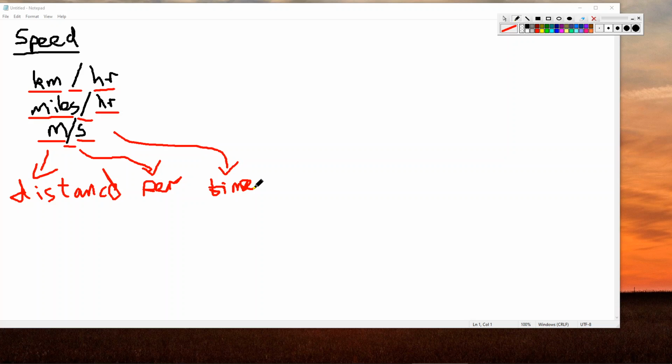So this could lead us to some slightly odd units for speed. There's all sorts of units in which we could measure speed. We could do inches per minute. We could do millimeters per half an hour. We could have light years per day. They are all units of speed because they're all a unit of distance divided by a unit of time.